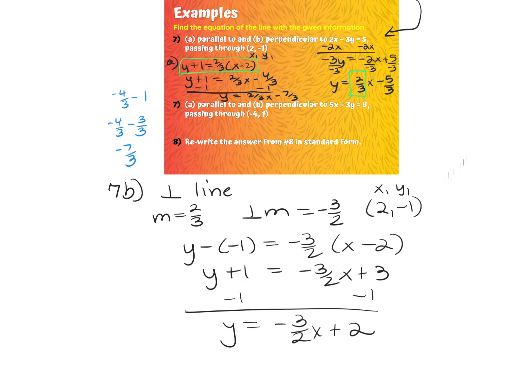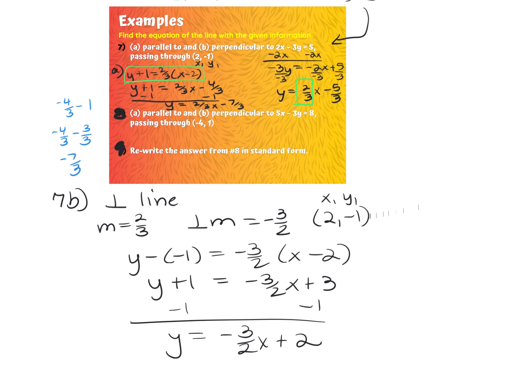Okay, so this should actually be number 8, and this last one should be number 9. Okay, so for number 8, we're doing exactly the same thing. Now, what I can do here, again, I can do my trick.